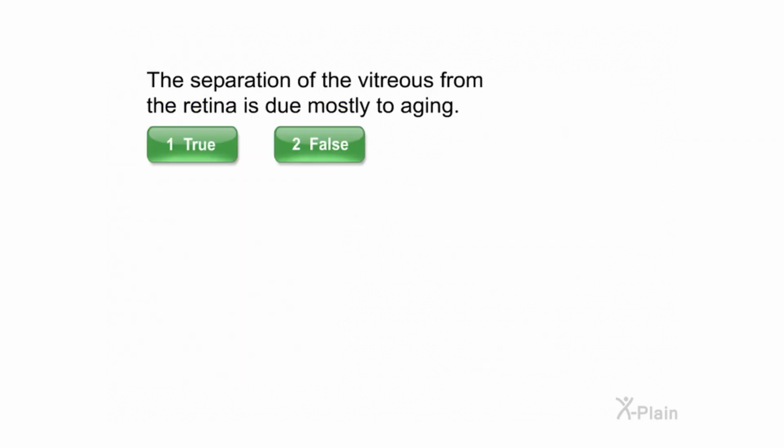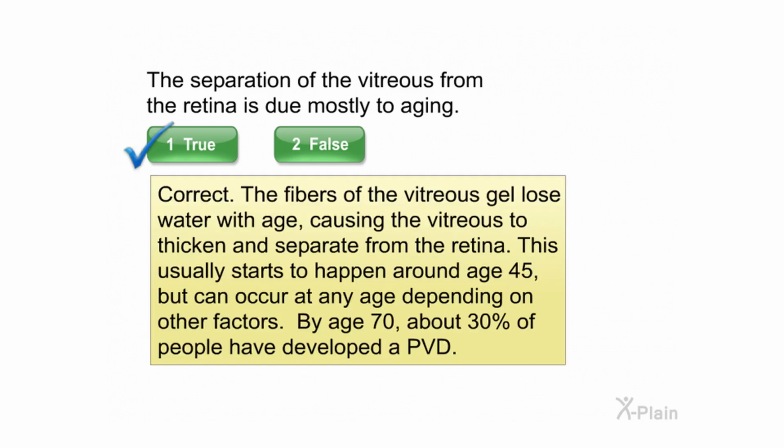The separation of the vitreous from the retina is due mostly to aging. Select true or false. Correct. The fibers of the vitreous gel lose water with age, causing the vitreous to thicken and separate from the retina. This usually starts to happen around age 45, but can occur at any age, depending on other factors. By age 70, about 30% of people have developed a PVD.